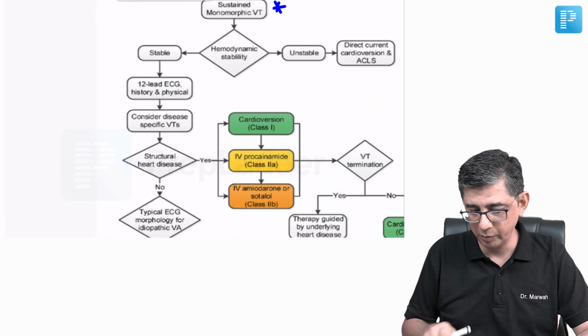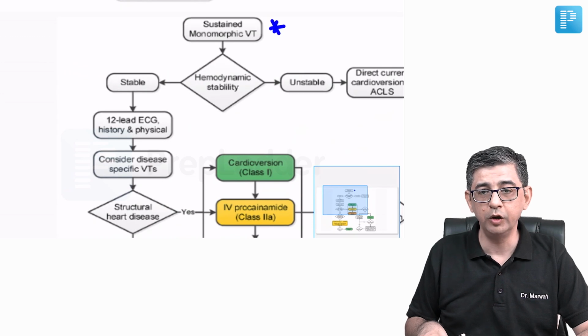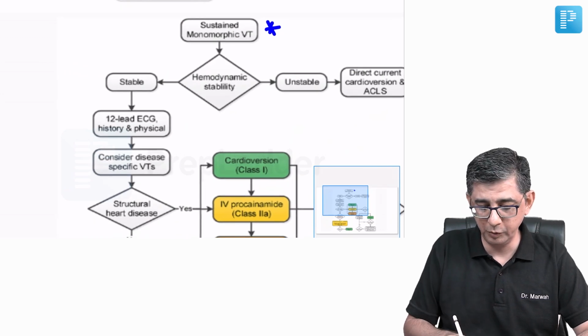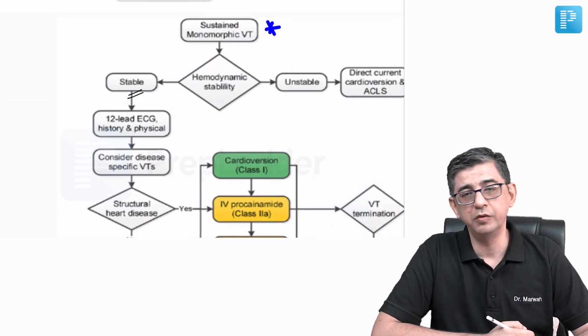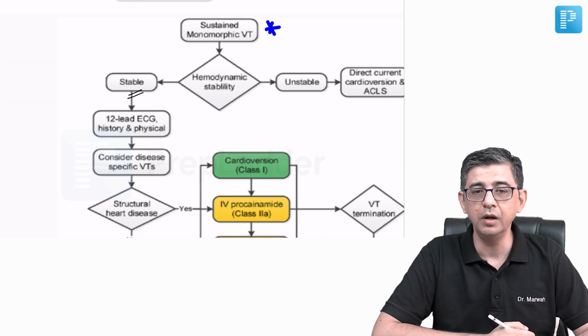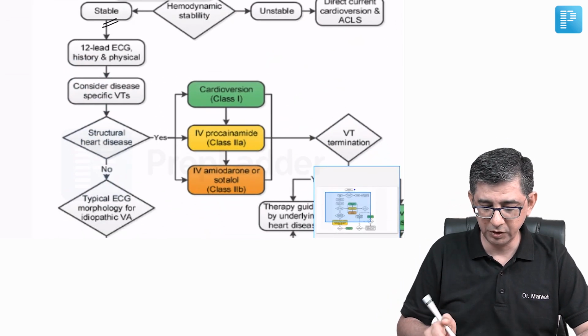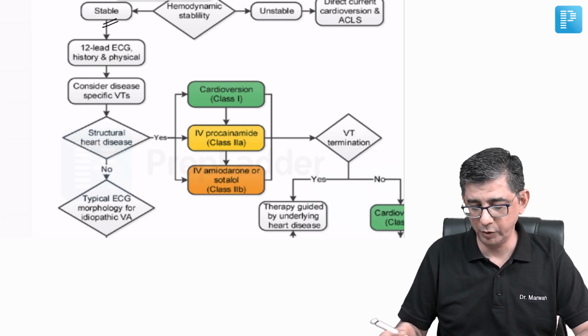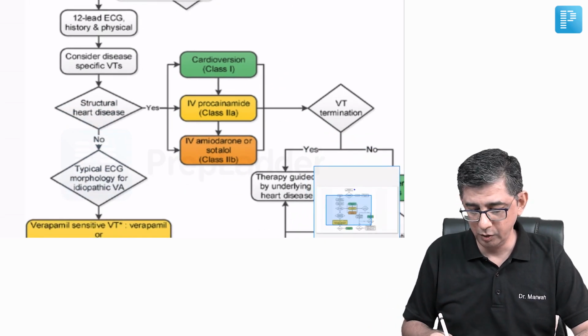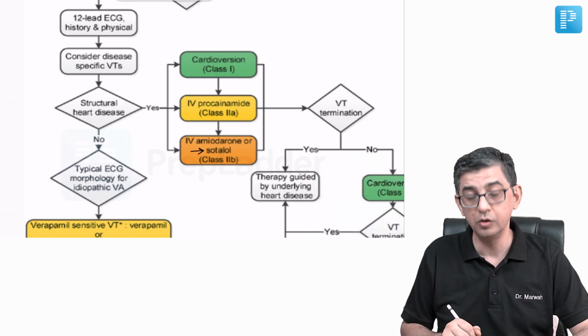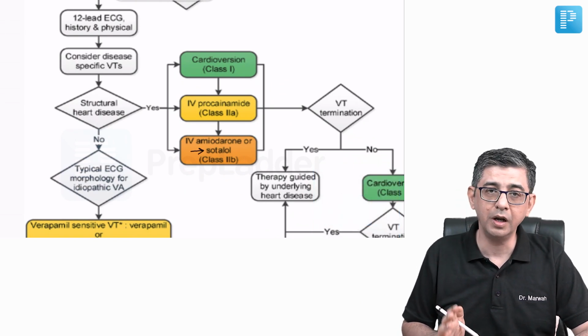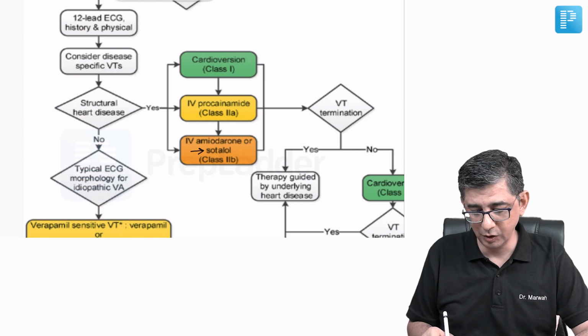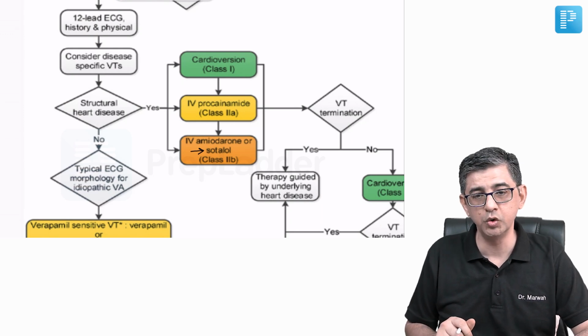So this is what the table says. We will talk about this from the perspective of blood pressure. If the person is hemodynamically stable, and there is structural heart disease present, the following approaches are to be used: cardioversion, procainamide, and amiodarone. And the beta blocker that is mentioned here is not metoprolol. He's mentioned a class 3 antiarrhythmic. In this case, that is going to be sotalol, which can be used here.